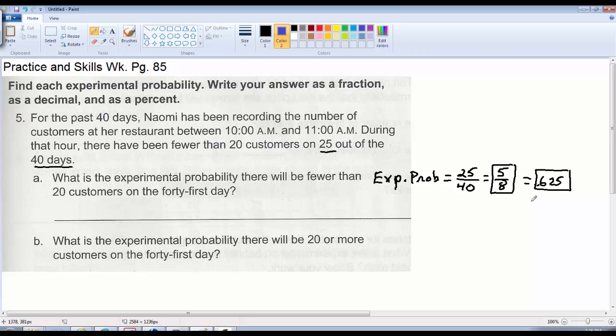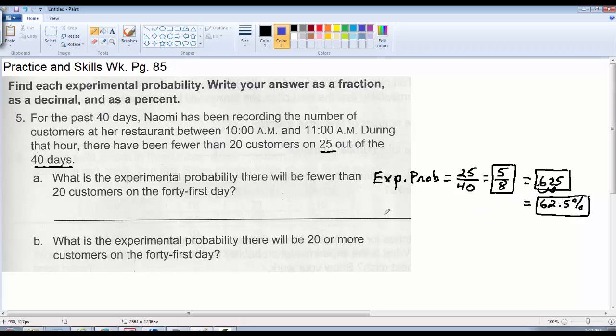And then that'll actually help us when we write our percent, which is 62.5%. And probably the easiest way of thinking about that is if you take your decimal and you just move it back 2 places, 1, 2, that'll help you with your percent. The reason you're moving it back 2 places is because you're actually multiplying it by 100 to change that over to a percent. So that's part A.